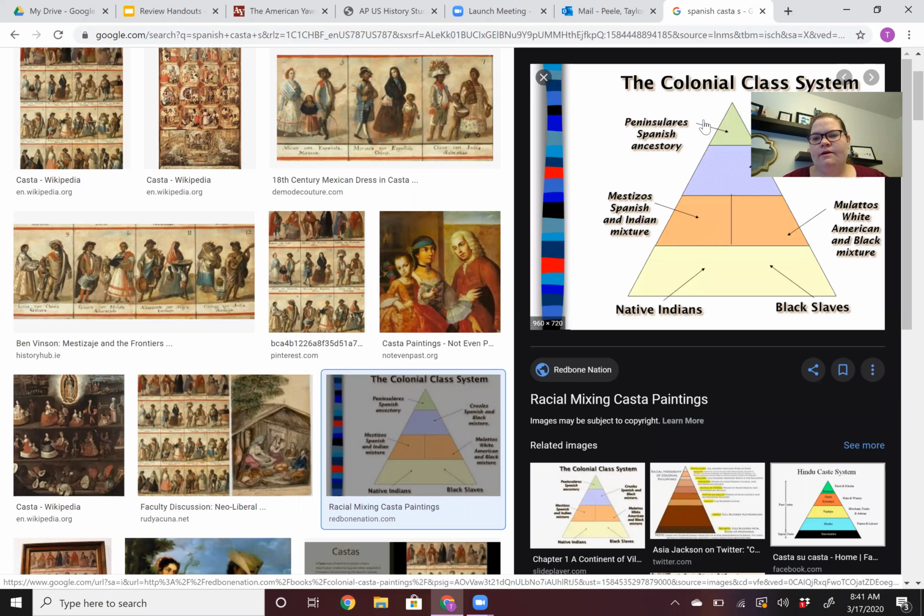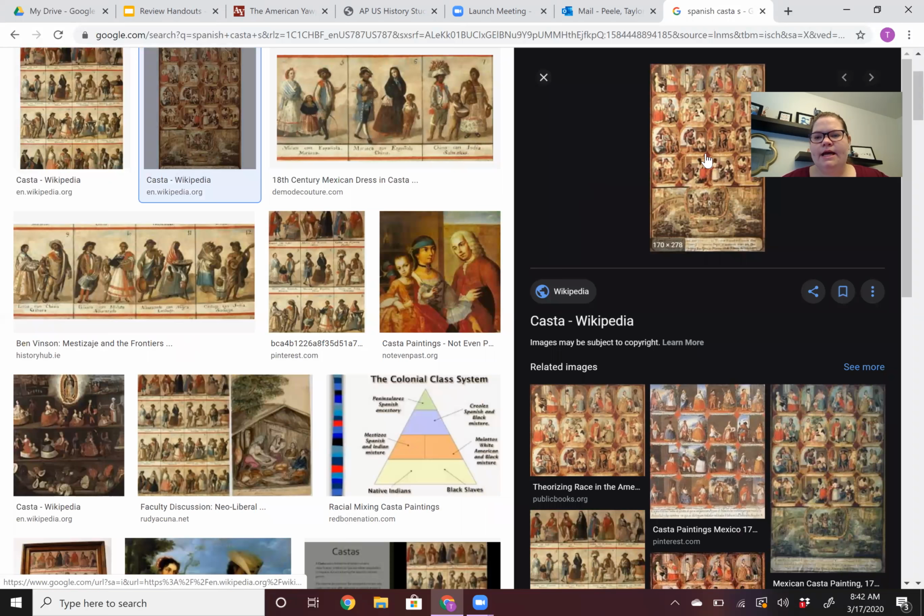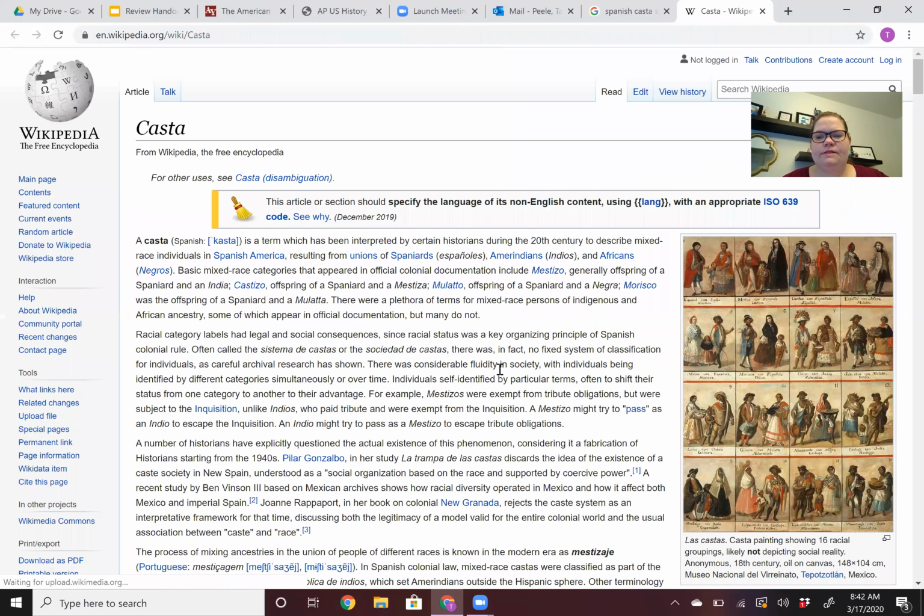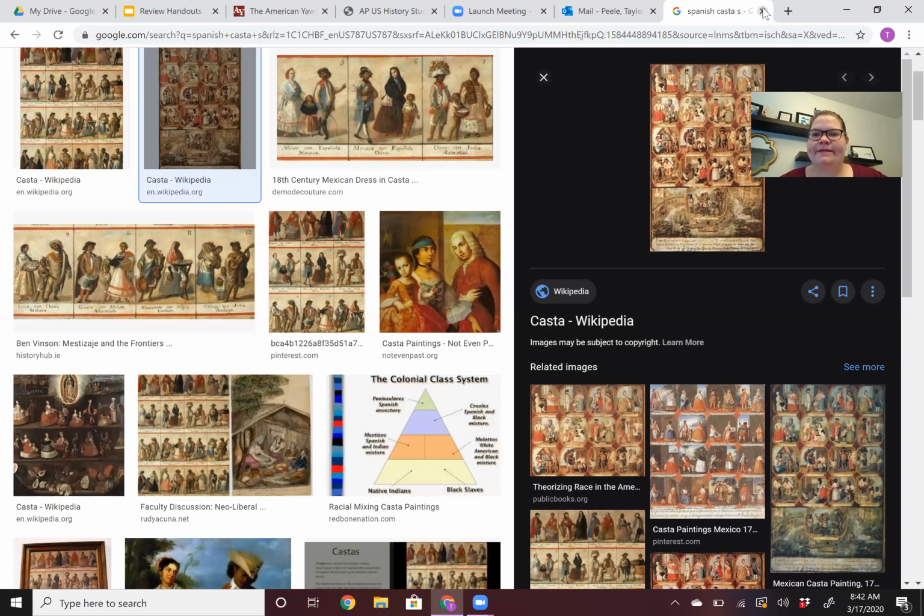We know that the Peninsulares, people who came directly from Spain, are up at the top, and then our native Indians and our African slaves are at the bottom. And then there's kind of this casta painting that shows the portrayal of what those people would look like, which is kind of wild by today's standards, but that's how they did things back then. So that is some information that you may want to look back at just for a visual reference.